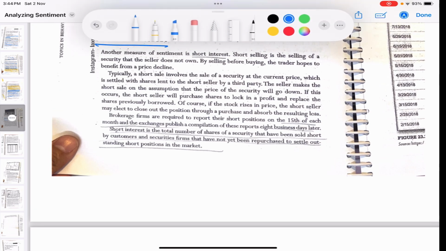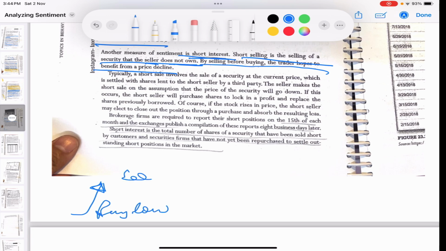Another measure of sentiment is short interest. Short selling is the selling of a security that the seller does not own. By selling before buying, the trader hopes to benefit from a price decline. Obviously, when you're buying something, you expect the price to be high, so you buy low and you sell high. And shorting is basically you sell high and then you buy back the security at a lower price.